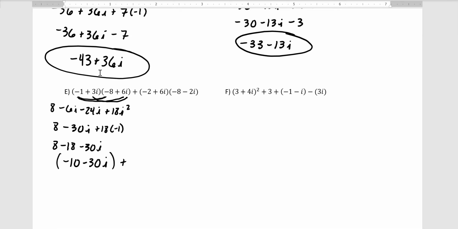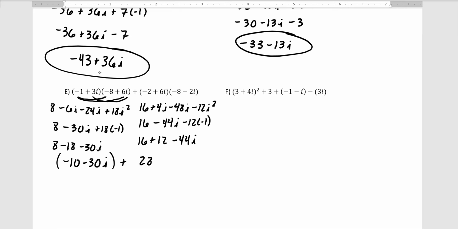So let's do it. Negative 2 times negative 8 is 16. Negative 2 times negative 2i is positive 4i. 6i times negative 8 is negative 48i. 6i times negative 2i will be negative 12i squared. So we'd have 16, 4 minus 48, that'd be negative 44i, and then negative 12 times negative 1. So this will become plus 12. So we'll have 16 plus 12 minus 44i. 16 plus 12 is 28 minus 44i.